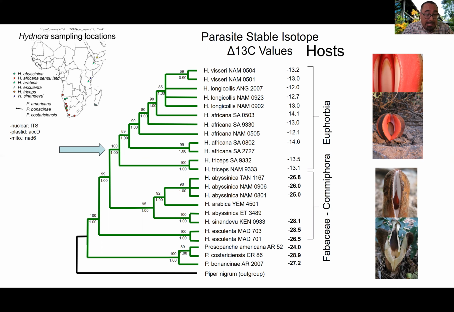You can see that numerical data there. That's stable carbon isotope values of the Hydnora tissues. When they're overlaid on the phylogeny, the CAM photosynthetic signature of Euphorbia clearly demarcates the Euphorbia parasitizing clade versus the clade of C3 photosynthetic hosts, Fabaceae and Commiphora.